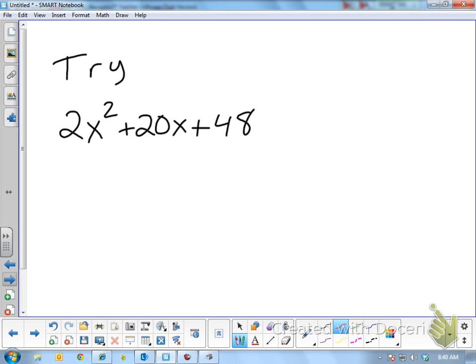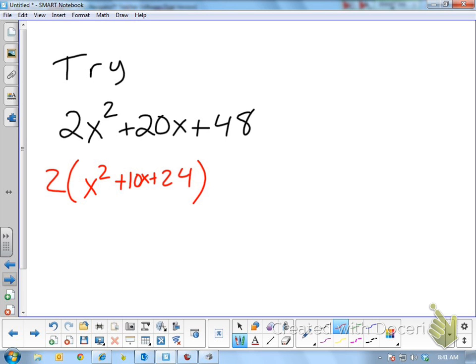Okay, I need everyone's attention back up front. Lexi, what did your group decide to divide out of everything? 2. 2 was our greatest common factor. And then we have to divide. So Ryan, what did you get after you divided? Good. Okay? So, we have factored out the greatest common factor.